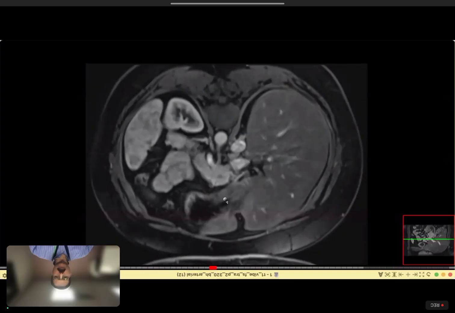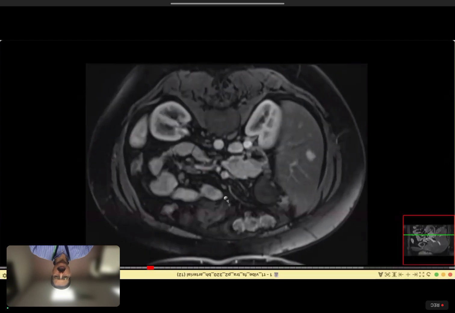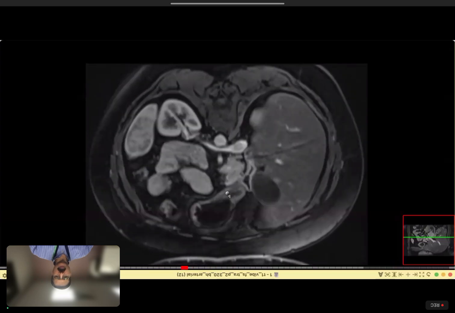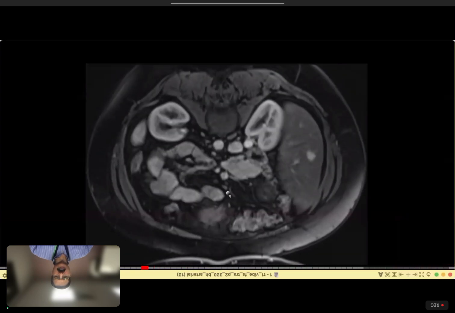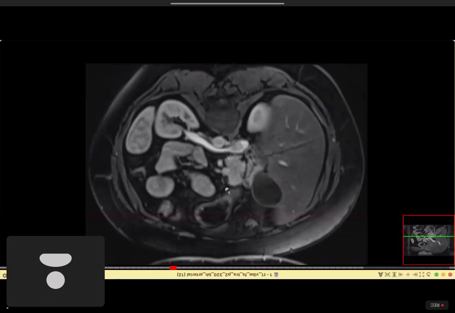I am unable to present all sequences together, which I was aiming to. Because of the time factor, I'll talk you through it. Now, which phase is this? Can you tell me? This is the T1 pre-contrast to venous phase.